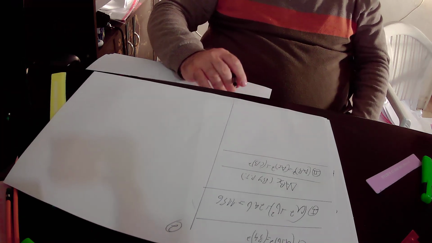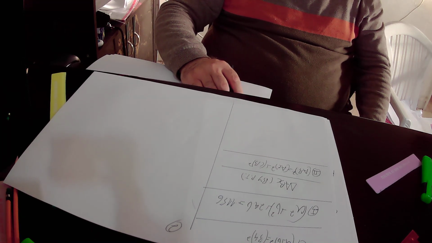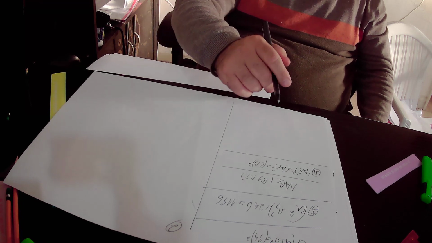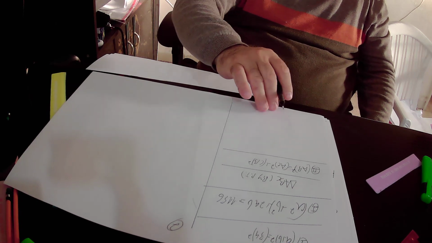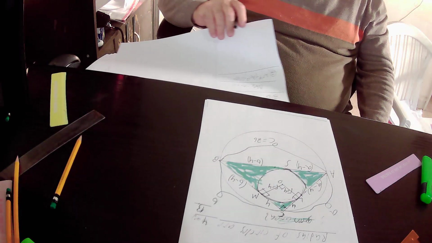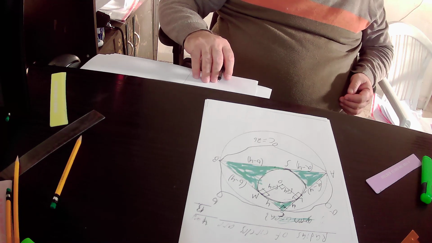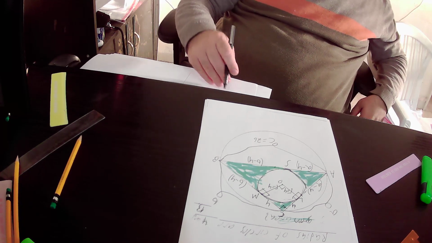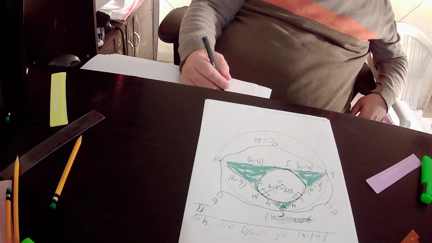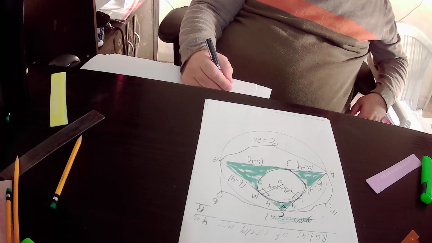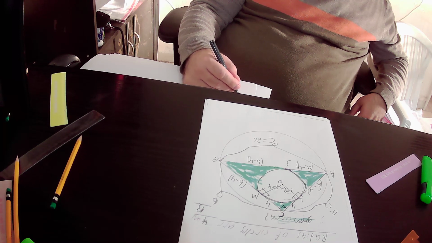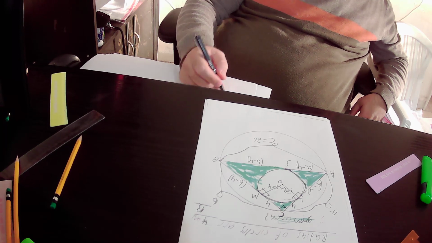In the right triangle ABC, according to the Pythagoras theorem, AB square equals AC square plus CB square. The diameter AB equals 26 units, therefore AB square will be equal to 26 square, that is 676. That is equal to AC square.